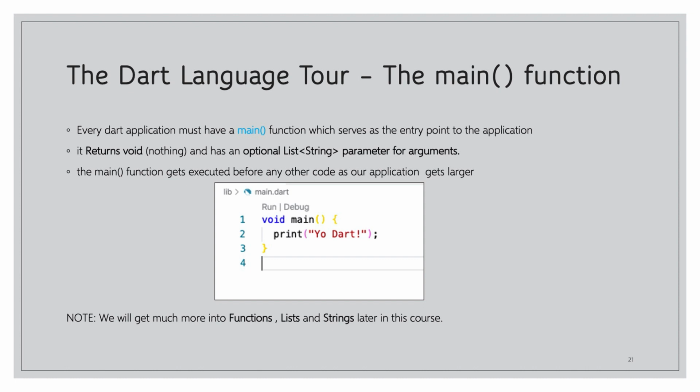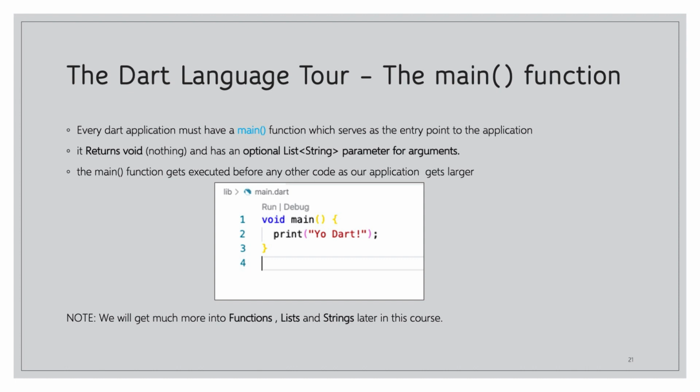Dart has a requirement. Every Dart program must have what is known as a main function. This serves as the entry point to your application. It returns void or nothing and has an optional list string parameter for arguments. The main function gets executed before any other code of our application. We are going to get much deeper into what a function is, what lists are, what parameters and arguments are, everything having to do with this. Right now, the main takeaway is you need to construct a main function.